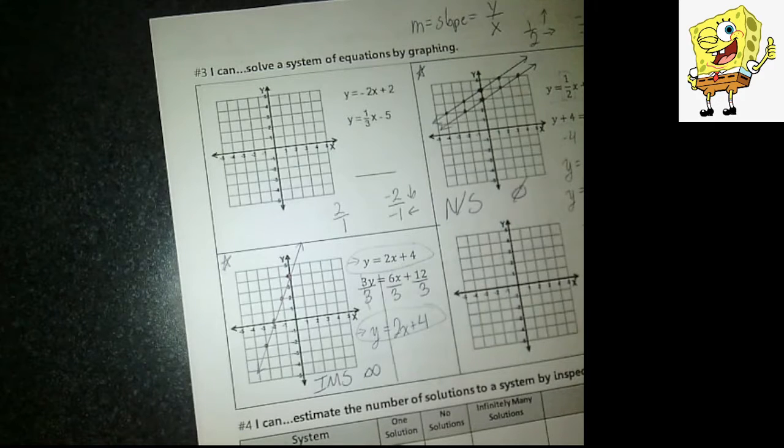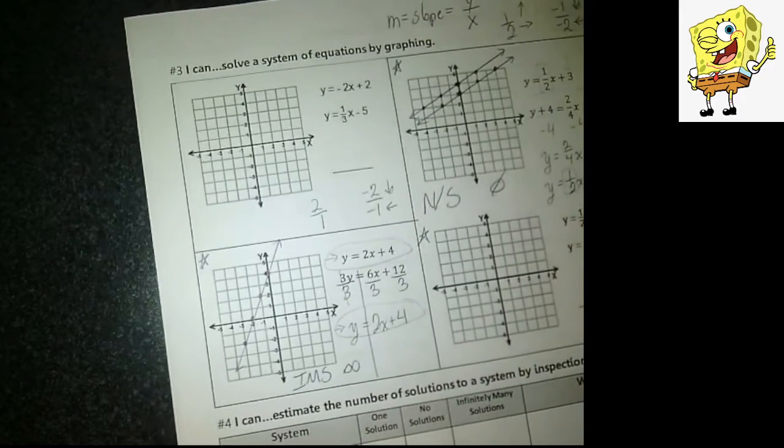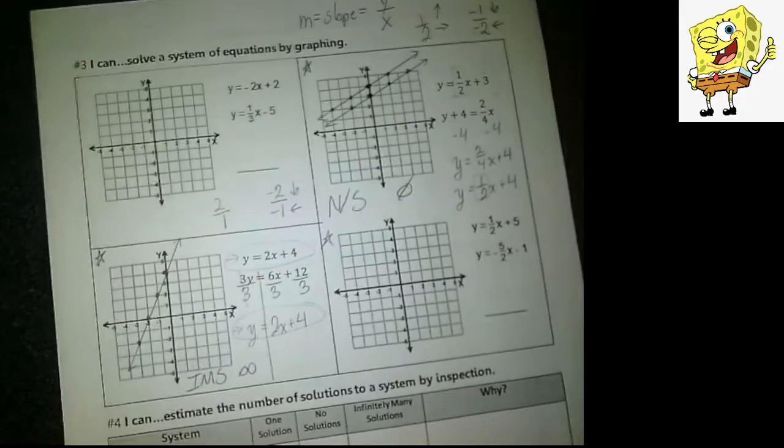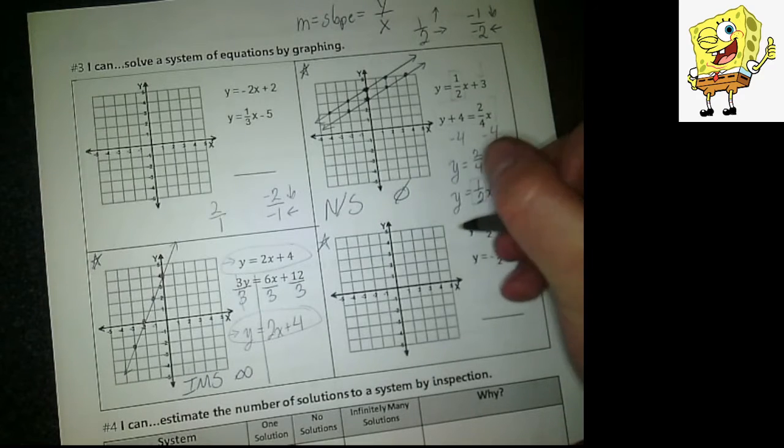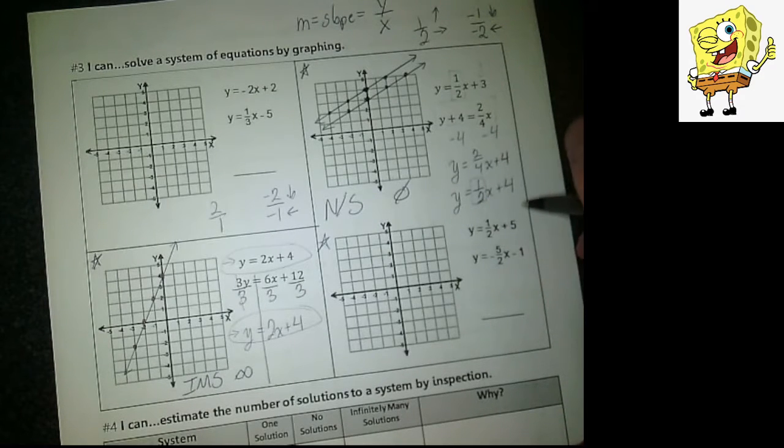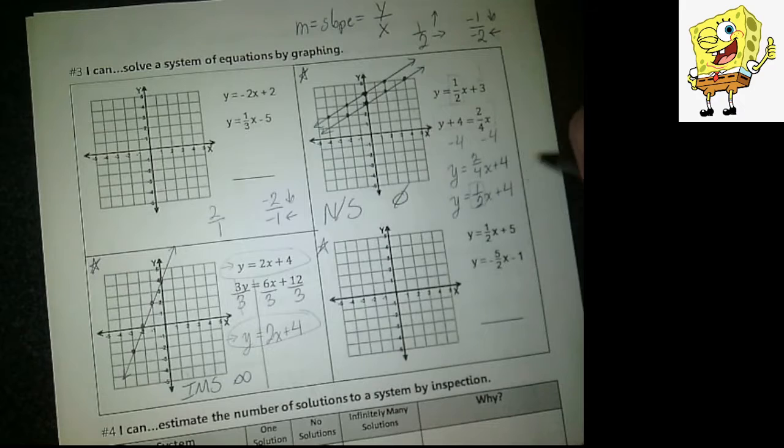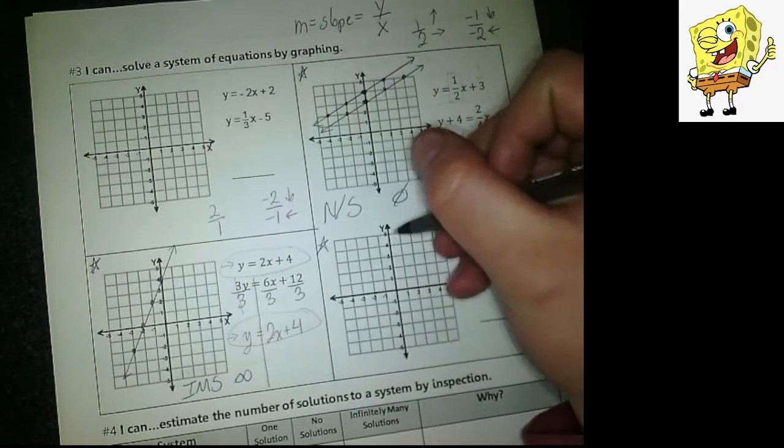And let's do this one too. Let's do this last one. I love fractions. Fractions are awesome. Okay. Let's graph this first function, y equals 1 half x plus 5. Okay, so y-intercept is 5.